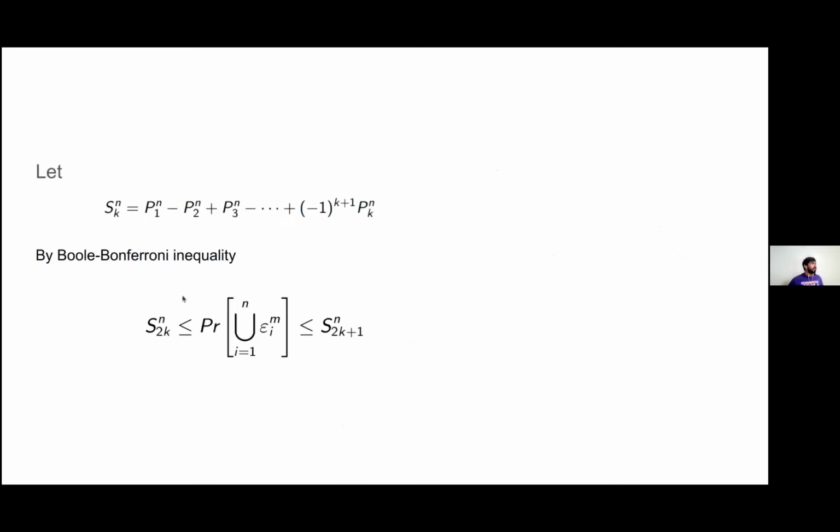So let's say S_k is a summation of all the probabilities that we have discussed before from the principle of inclusion and exclusion. So we can say that the probability of the union of all these events is bounded on the lower side by the even terms, and on the upper side by the odd terms here. So we now have a bound on the probability of all such events.